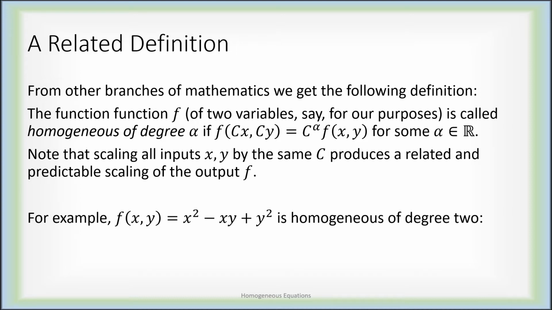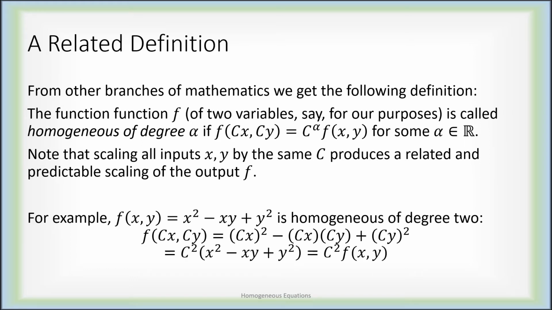So for example, consider f of x y as x squared minus x y plus y squared. This is homogeneous of degree 2. If I replace x and y with cx and cy respectively, we would get the following. But I can factor a c squared out of every term, and what's left behind is the original f of x y. So replacing x and y with rescaled versions, cx and cy, takes the original output f of x y and scales it by c to the second power. So this is homogeneous of degree 2.